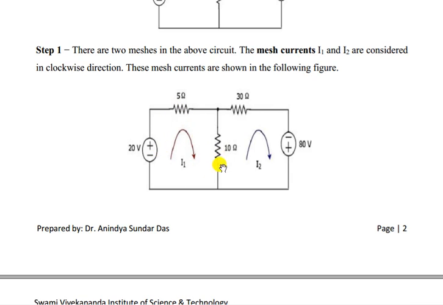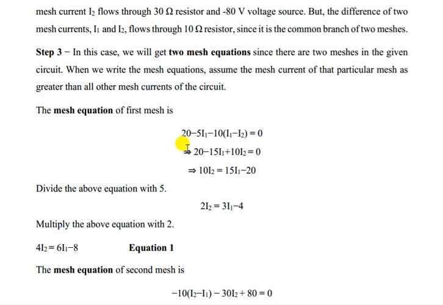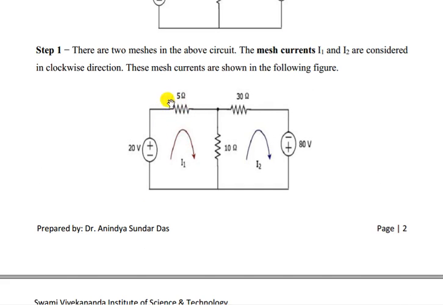In a resistor there is a voltage drop, so we consider it as negative. So here it is minus 5 into I1, because this resistance is only part of mesh 1, that is the mesh current I1. The current through this branch is only I1, so 5 I1. Now for this 10 ohm resistor, we can see there is a current I1 flowing and another current I2 flowing.